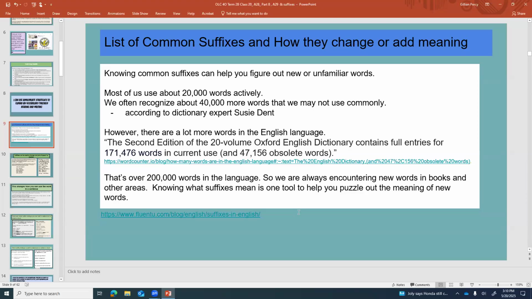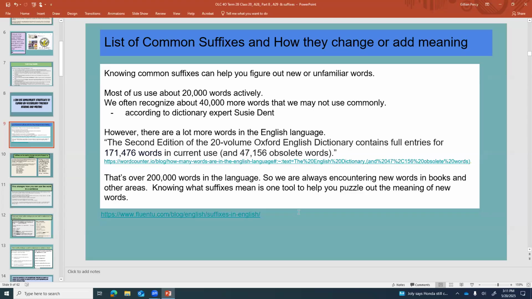Most people speaking English use about 20,000 words actively. And we often recognize about 40,000 more words that we don't necessarily use in our everyday speech. That's according to dictionary expert Susie Dent. However, there are a lot more words in the English language than that. The second edition of the 20-volume series called the Oxford English Dictionary contains full entries for 171,476 words that are in current use and close to 50,000 words that are obsolete, that no longer get used. So that's almost over 200,000 words in the language.